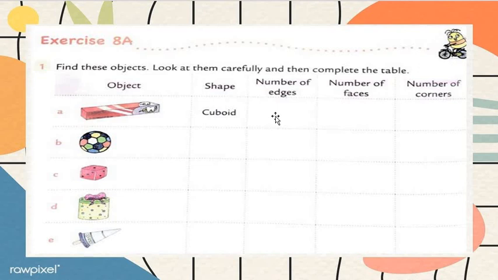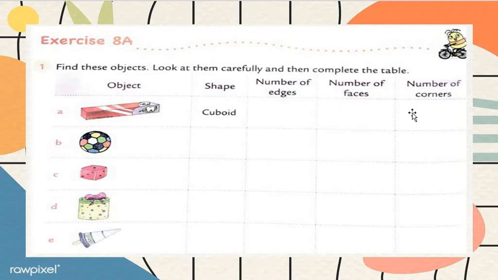Then the number of faces. How many faces does a cuboid have? See this: 1, 2, 3, 4, 5 and 6. Here we take the meaning of face as side. How many sides does a cuboid box have? 1, 2, 3, 4, 5, and the downside is 6. Understood? Now we move on to the number of corners.